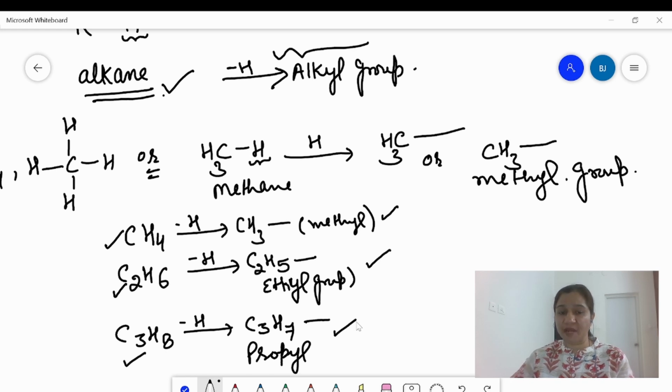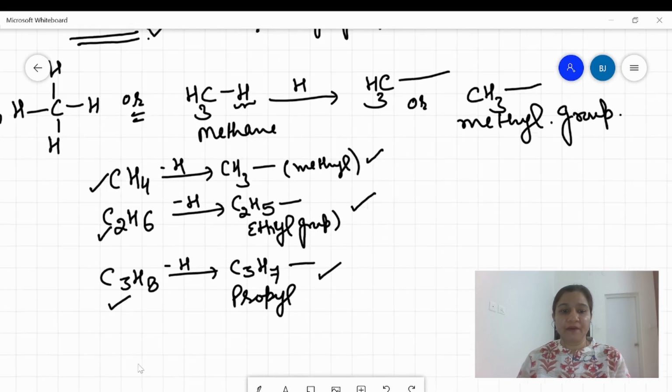Keep this in mind, and keeping this in mind, let us start a few examples. We will take one example and I will explain how to write the IUPAC name of a compound. Now, see this one.